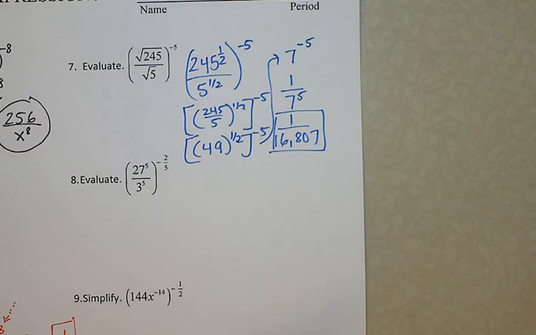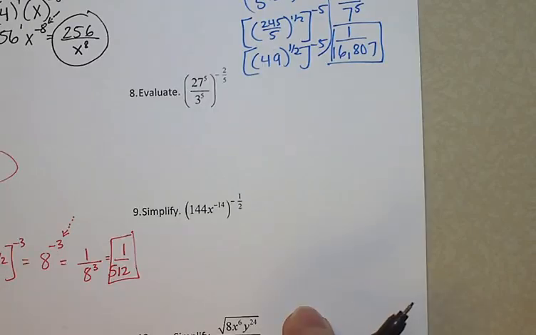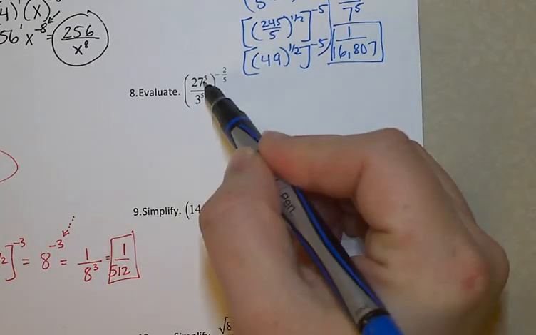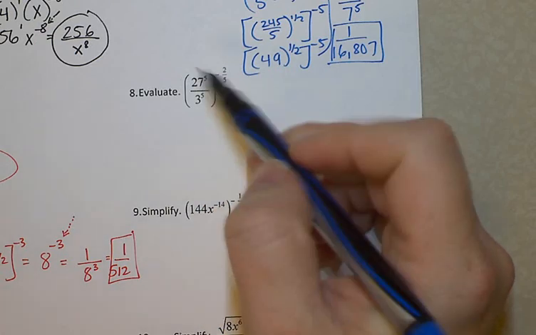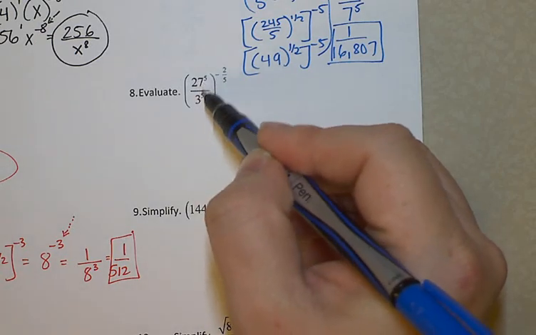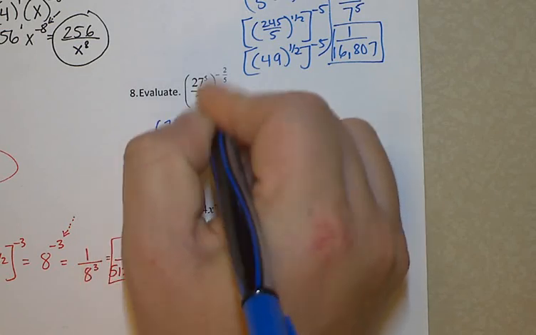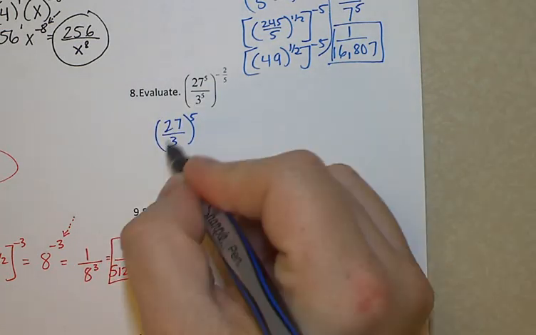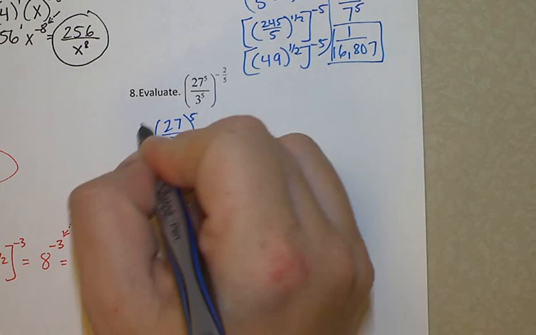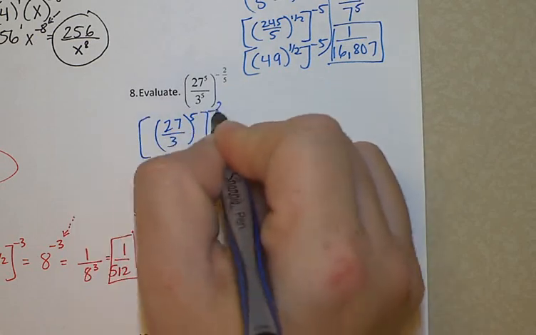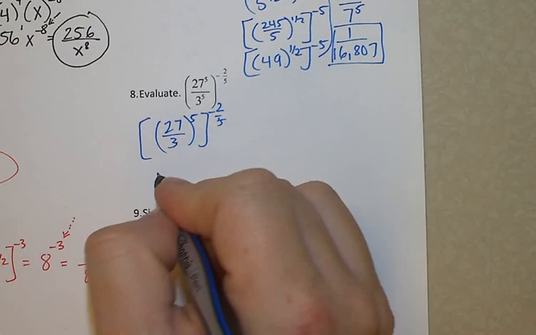Okay, on to the next one. Number 8. You can only do this with multiplying or dividing, but because you're dividing and you have the exact same exponent, I'm going to pull out the 5s, and in parentheses I have the quantity 27 divided by 3. 27 divided by 3 is 9.